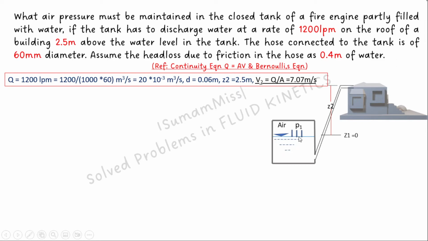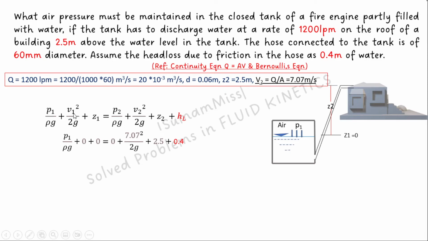The total energy available at this section is P1 by rho g plus V1 square by 2g plus Z1, which is equal to P2 by rho g plus V2 square by 2g plus Z2 plus HL. At this water surface, the flow velocity V1 is equal to 0, and this is the datum level, so Z1 is also 0. Then from this tank, water is discharged onto the rooftop. So the discharge velocity V2 is what we calculated, and since it is discharging on the rooftop, P2 by rho g is atmospheric pressure, so we can consider it as 0. HL is given as 0.4 meter of water, and Z2 is given as 2.5 meter.